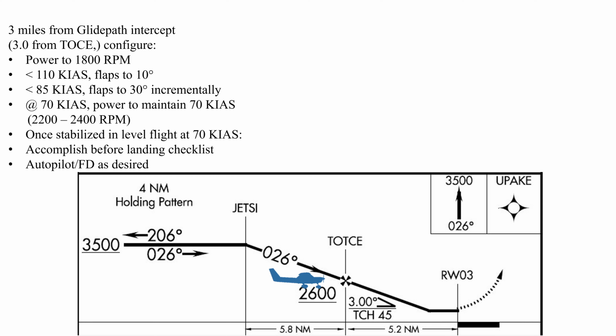I'll also mention that when you level at 2,600 feet and start configuring, or once you are configured, that's a good time to arm the approach mode on the autopilot. That's what you want to do to get the autopilot to follow both the lateral and vertical guidance. It is a glide slope, or a glide path rather. It is not considered VNAV guidance. It is considered a glide path. So you do want to arm the approach mode and not the VNAV mode to follow that glide path.